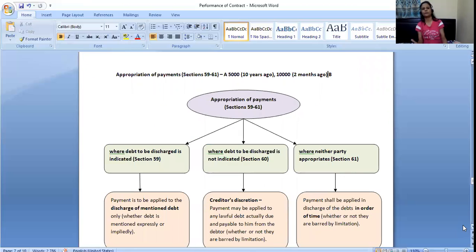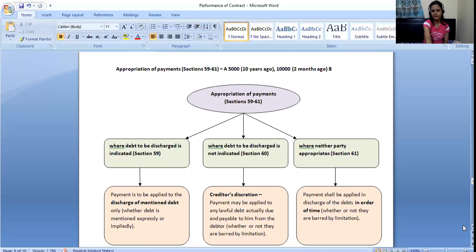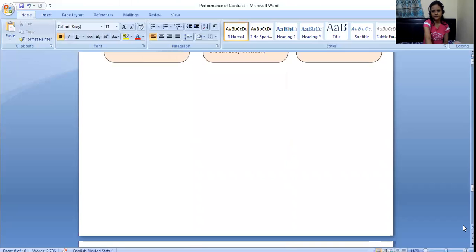Then with regard to appropriation of payment, there are three things. One, I am telling you this payment is with regard to this particular debt only. You should apply it to that debt only. If I am not specifying, it's your discretion. Wherever you want, you can apply. If no one has specified anything, it should be applied based on time frame only. The oldest one only, it should be applied.